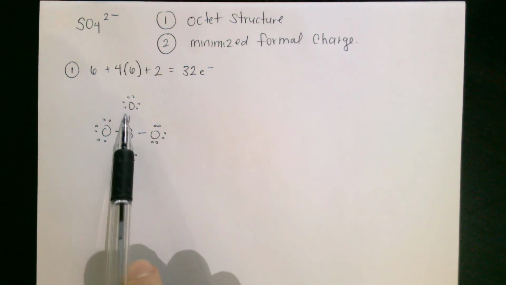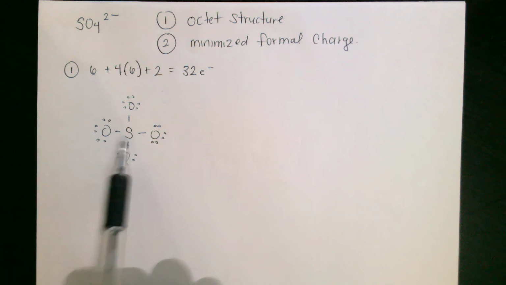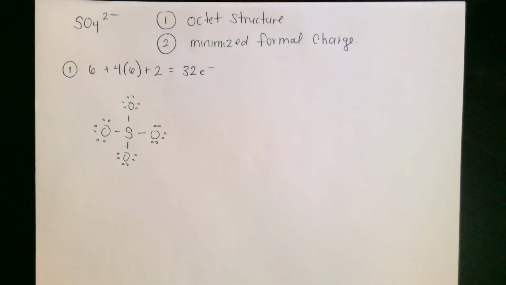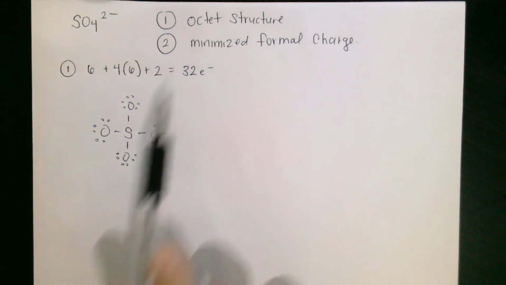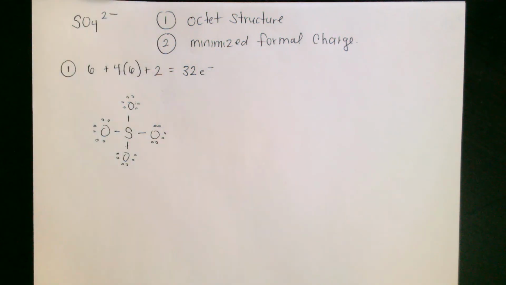So 8, 8, 8, 8, 8. And that's what it means to be an octet structure. Every single atom has essentially satisfied the octet rule. We've used all 32 electrons, 8 times 4 here. Everyone has an octet. Good to go. This suggests that we should be able to draw a different structure with a minimized formal charge.